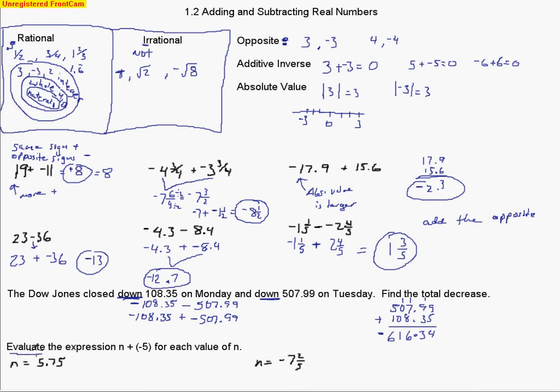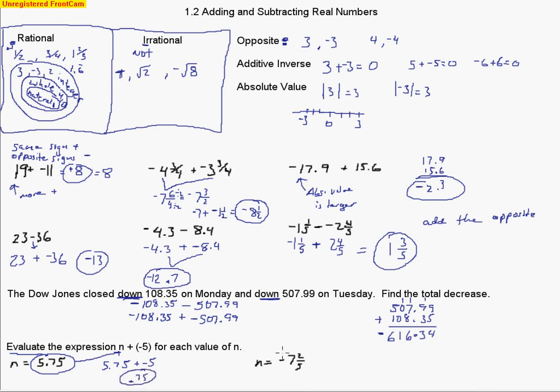So the next set of directions asks us to evaluate. Evaluate means we want to substitute a value of n into an expression. That's what the expression is here, n plus negative 5. So we're going to take this value right here, this 5 and 75 hundredths, and put it in for that n right there. So when we do that, 5 and 75 hundredths plus negative 5. Notice how the negative 5 is going to take away from this positive 5, and we're just left with the 75 hundredths. And that would be our answer there.